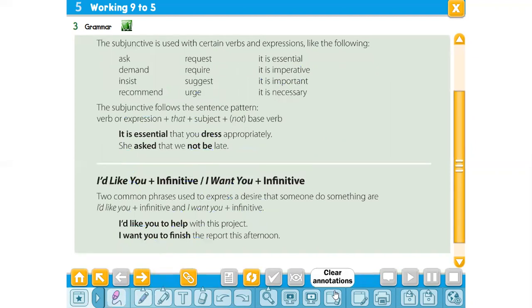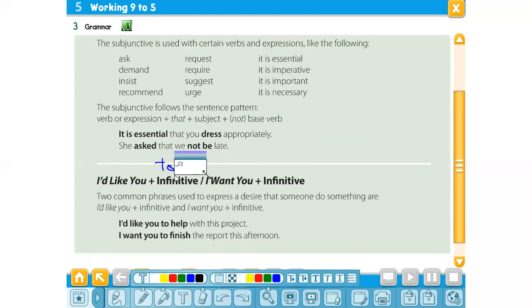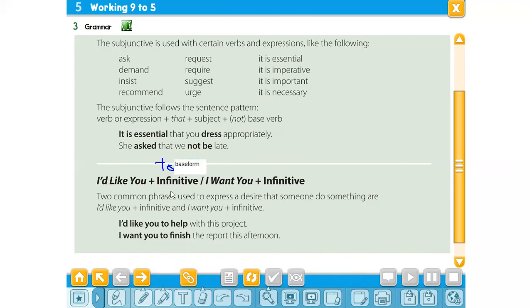The next structure is I'd like you plus infinitive or I want you plus infinitive. Infinitive means to plus base form. To play, to travel, to speak. Is it clear? Okay. Common phrases used to express desire that someone do something are I'd like you plus infinitive and I want you plus infinitive. For example, I'd like you to help with this project. I'd like you to help. I want you to finish the report this afternoon.